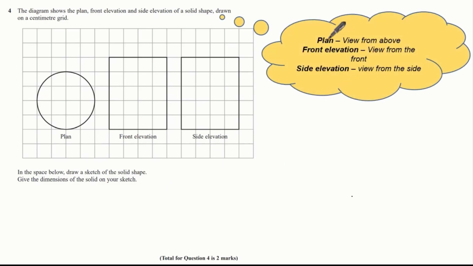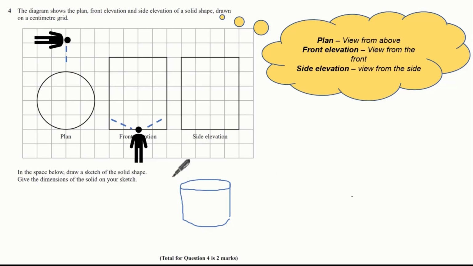So remember, a plan view is a view from above. So this is what we see if we're floating above the shape and looking straight down. A front elevation is the view if we were standing directly in front of our solid. And the side elevation is the view that we would get from our solid if we were standing to the side. So it might be easy for you to recognize now that the solid must be a cylinder.